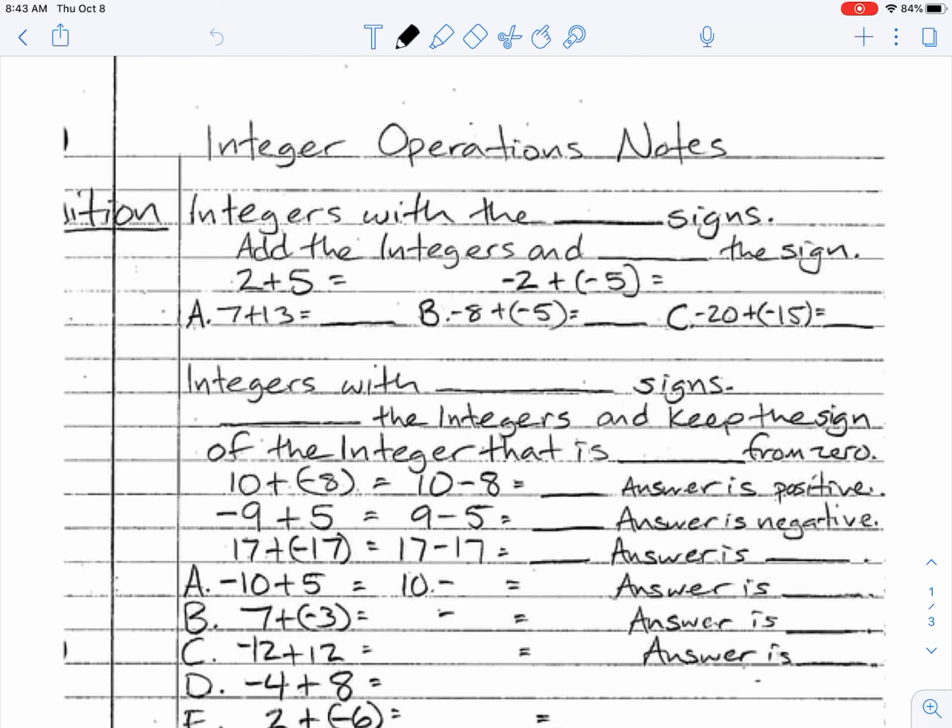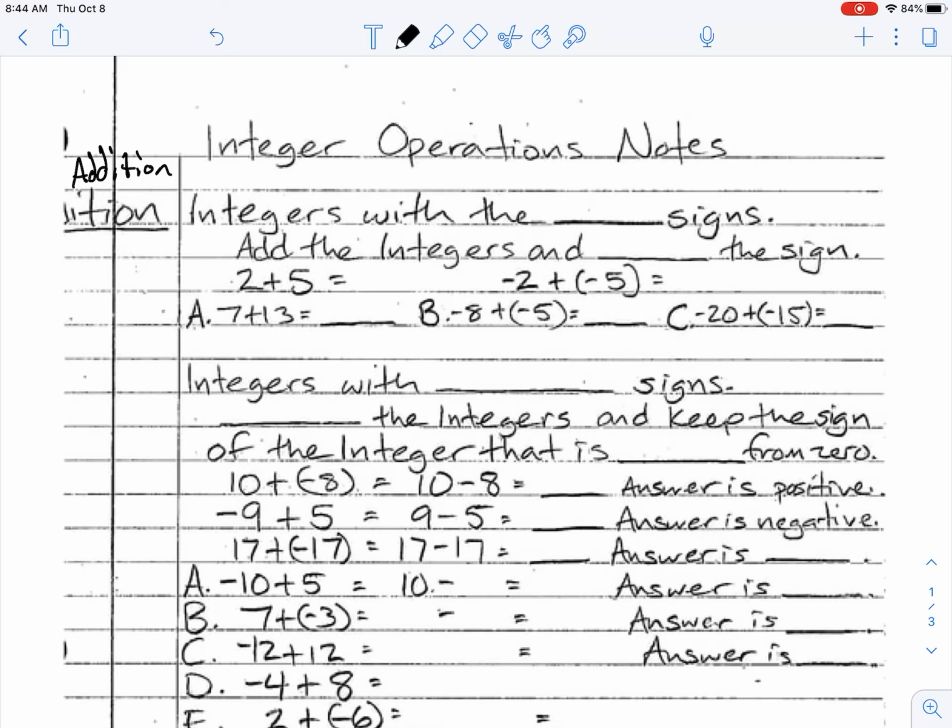Alright, so today we're going to be going over the rules for integer operations. So multiplying, dividing, adding, and subtracting positive and negative whole numbers and zero, if we remember the definition for the term integer. So first today we're going to be dealing with, we can't see that there, but this is addition.